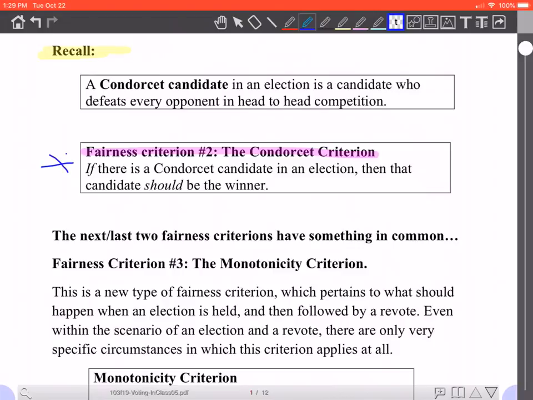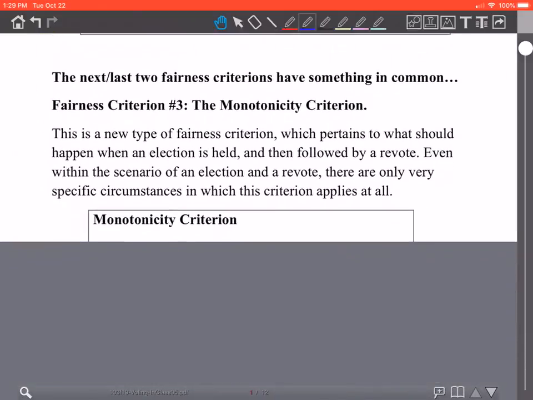So for any fairness criterion, not just the Condorcet criterion, any of them, they can apply to any of the four voting methods that we've talked about. So the Condorcet criterion can be applied to the plurality method. The Condorcet criterion can be applied to the instant runoff voting method. It can be applied to Borda count, and it can be applied to the method of pairwise comparisons. So again, any of the four fairness criteria, we're going to talk about the last two right now, can be applied to any of our four voting methods. Alright, so hopefully that's just a little bit more clear after the homework that you all had over the weekend.